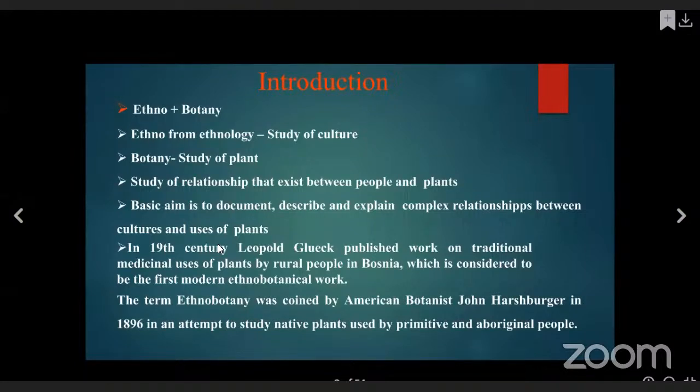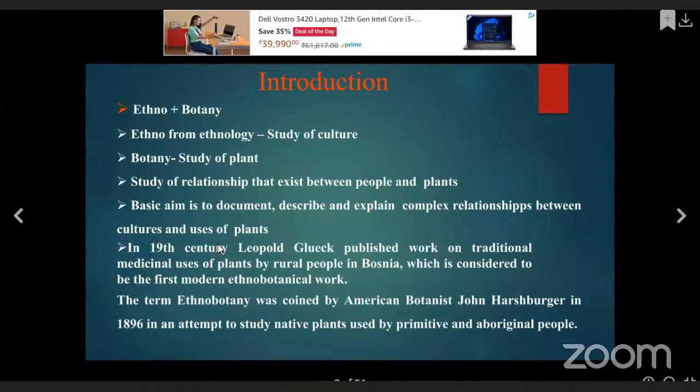So in ethnomedicine, the basic aim is to document the different plants and their uses, and explain the complex relationship between the culture and the uses of the plant. So in our culture, how is that being used? If you take some Telugus, in the Bonalu festival, they will be using neem leaves. In any Hindu traditional system, if any festival is coming, they will be tying mango leaves to the house entrance, right? So that is the cultural significance of that plant.